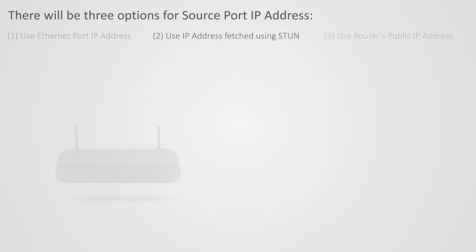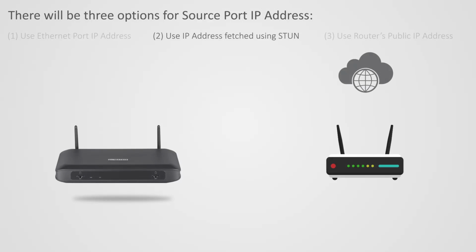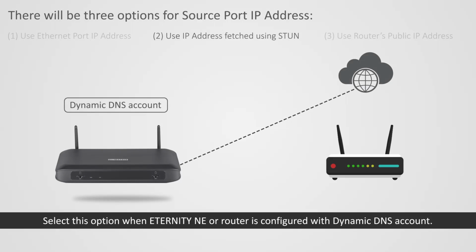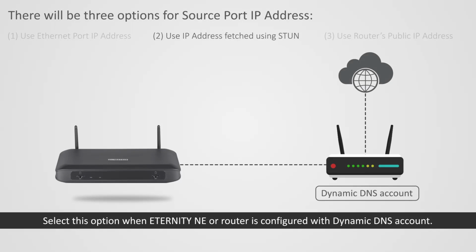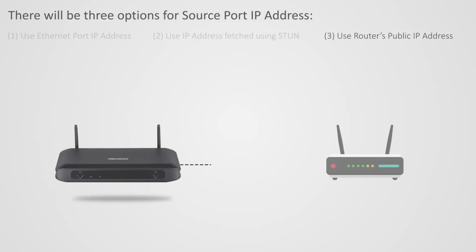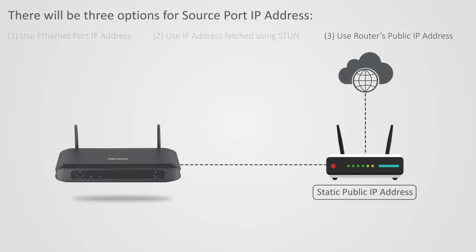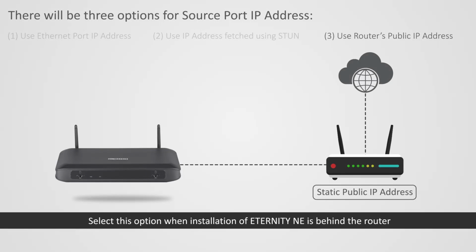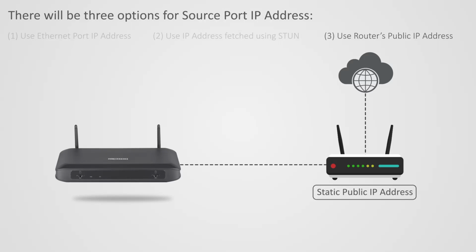2. Use IP address fetched using STUN. Select this option when Eternity NE or router is configured with dynamic DNS account. 3. Use router's public IP address. Select this option when installation of Eternity NE is behind the router and router is configured with static public IP address.